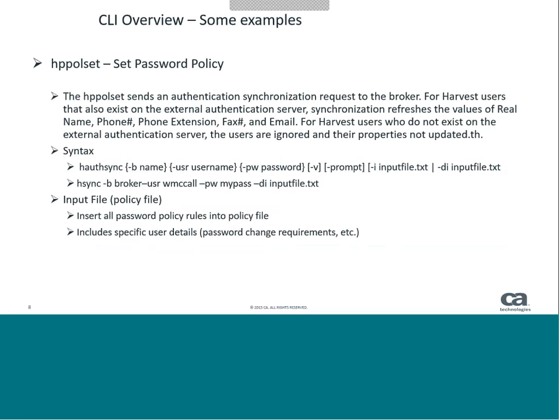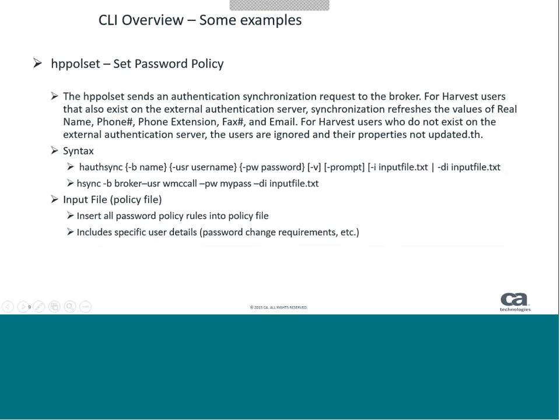So this is a utility that I'm hoping all administrators know about. It's a command line utility, hpwset, that sets your password policy for your organization. There's a corollary to this tool called hpwget, which gets your password policy. So if you are unaware of your password policy in your Harvest installation, you can get that into a text file, and you can see exactly what your password policy is. The best thing about hpwget is it gets your password file, and then you can edit that file and reapply it with hpwset to set your password policy.